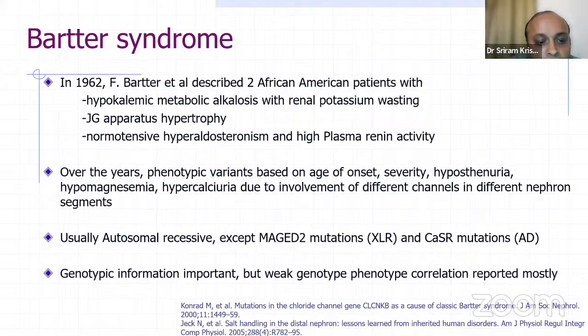And then we also need to understand that genotypical information is important in Bartter syndrome, but mostly a weak genotype-phenotype correlation has been reported.